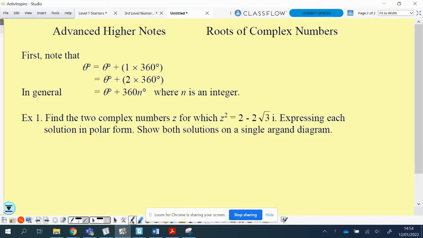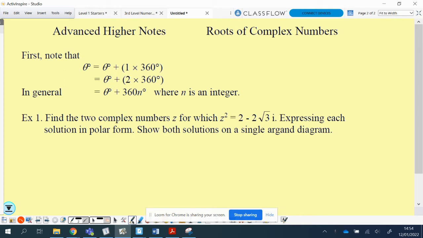Okay, so in this video we're going to be looking at roots of complex numbers. But we're going to think about it in the geometric aspect as opposed to roots of polynomials, which we've seen earlier. So, in general, the first thing to note is that your theta is cyclic. What it means by cyclic is if you go round 360 degrees every time, you end up back at the same place, which is probably what you'd expect.